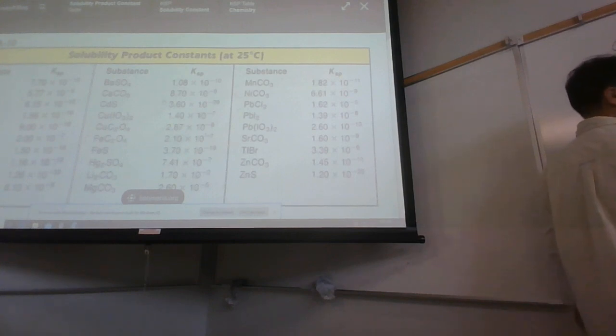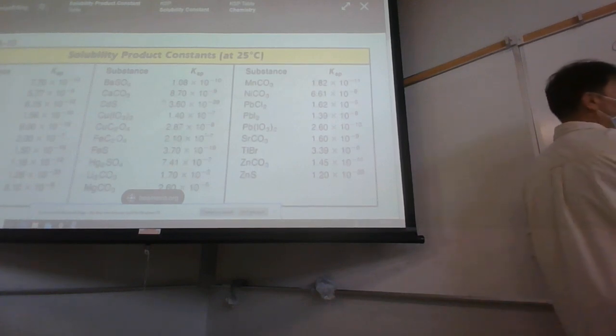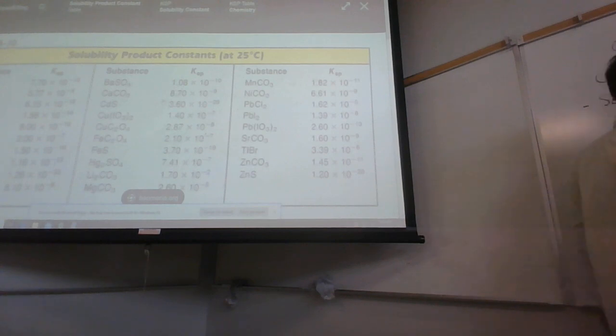And so initially we assume nothing has happened. And then we allow it to dissolve. And so this is going to be plus 2S. So for every mole of A2B, we get 2 moles of A. That's going to be double the solubility, and this is going to be the solubility. So the solubility is going to be equal to the B concentration. And so at the end of this, we'll have 2S and S.